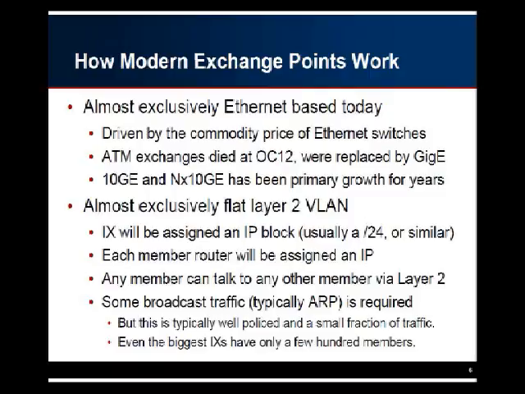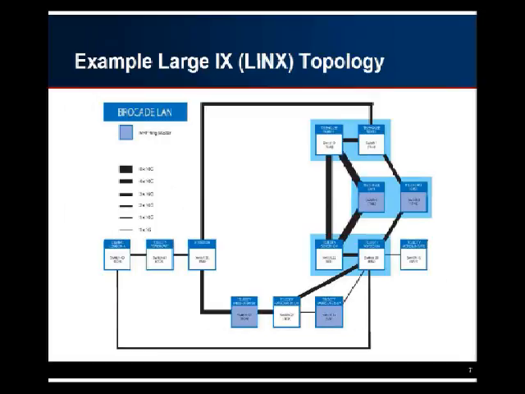There'll be some broadcast traffic, typically ARP. But this is pretty well policed. If an exchange is well run, they're monitoring this. They're keeping tabs on it. When people configure protocols that aren't intended to run over the exchange or things that could be bad, they keep tabs on this, and they'll send these guys an email, or if it comes down to it, they'll shut off the port. So the exchanges mostly work.